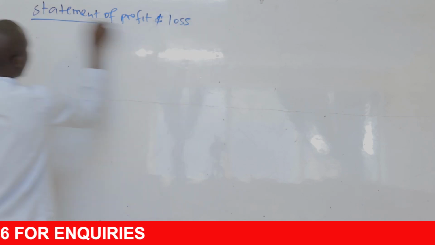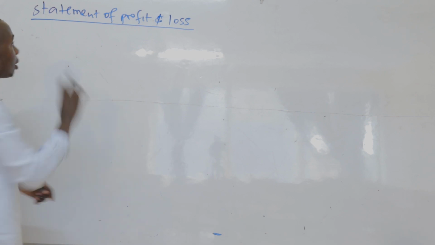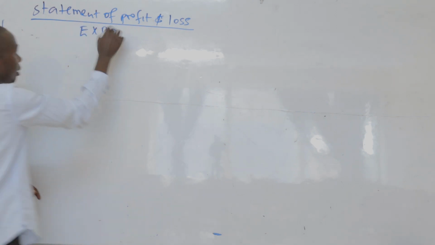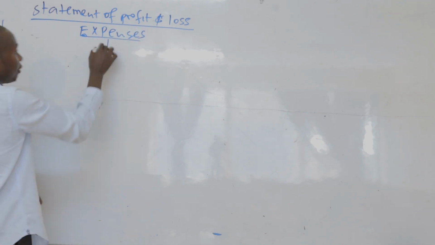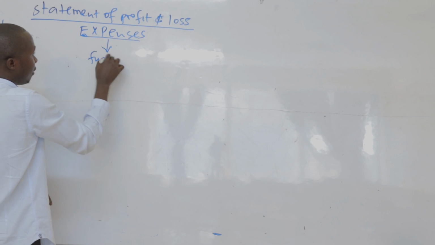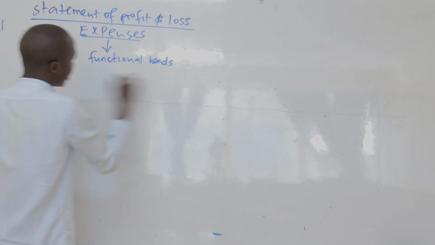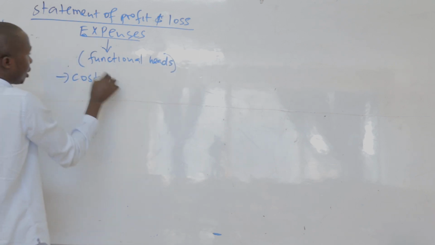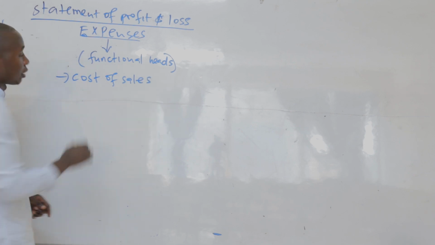Remember that when preparing this statement, there's one main area you need to put more focus on, under the expenses. The expenses are supposed to be classified under various functional heads. So which are these functional heads? Some expenses will be classified under the cost of sales.